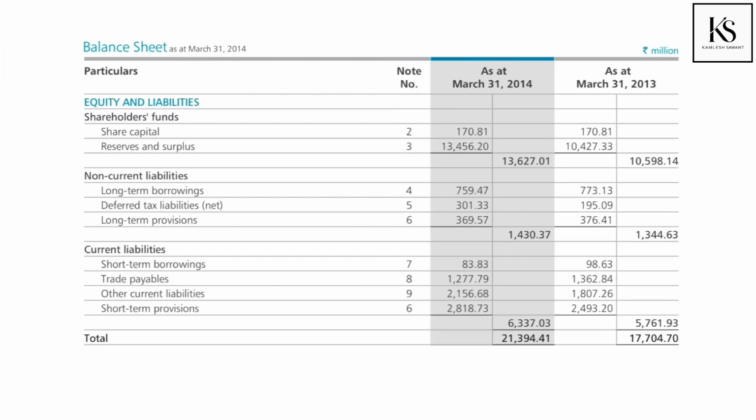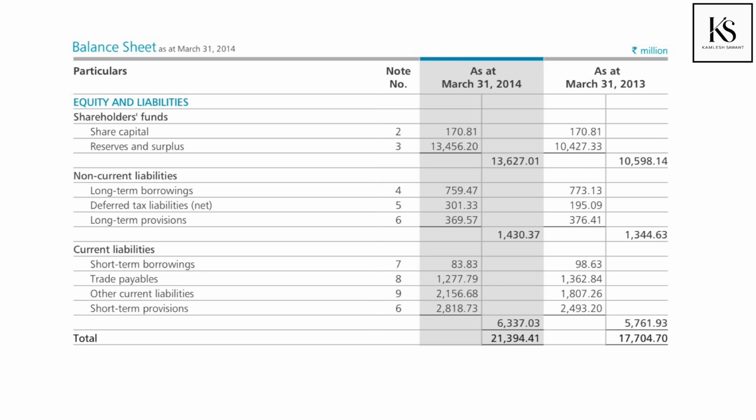The liabilities side of the balance sheet. The liabilities side of the balance sheet details out all the liabilities of the company. Within liabilities, there are three subsections: shareholders' fund, non-current liabilities, and current liabilities. The first section is the shareholders' fund.